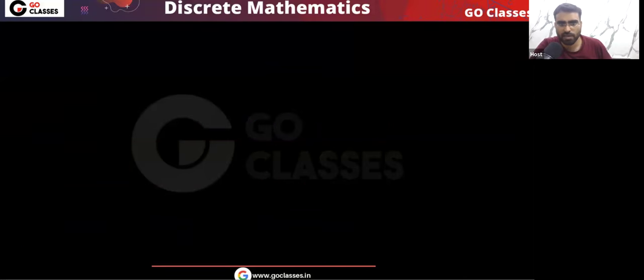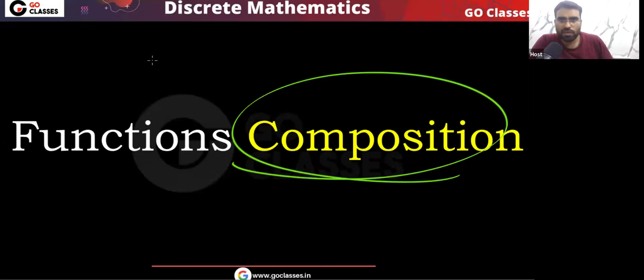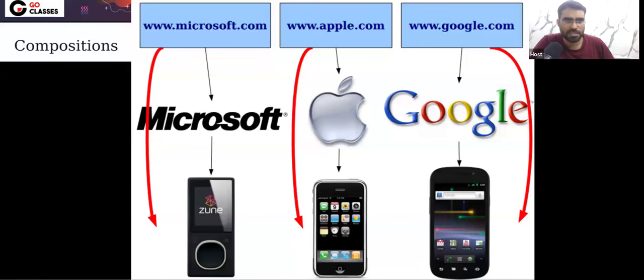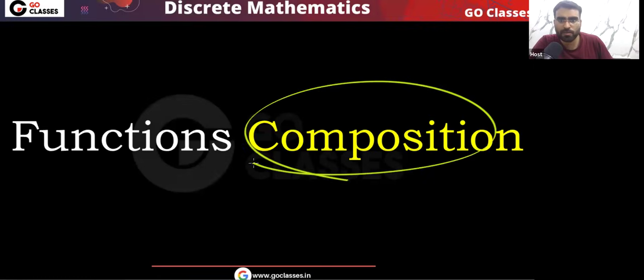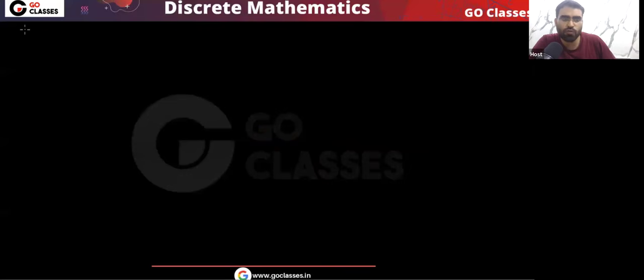Simple. Okay. Let's move on now. Now let's see function composition. What is function composition? Let me tell you. This will give you a new function. This is a way to create a new function.